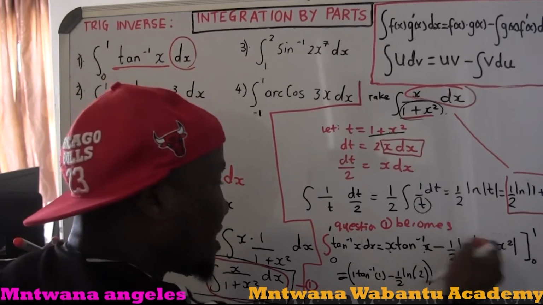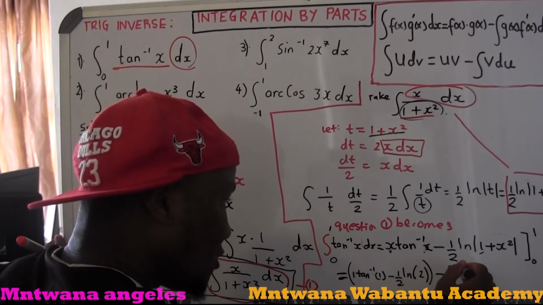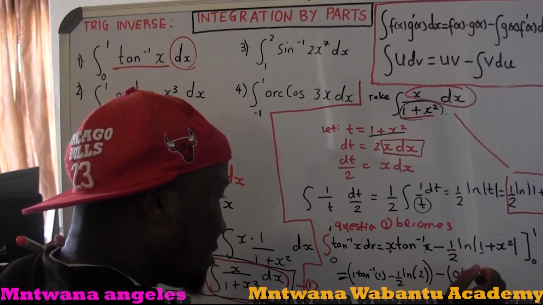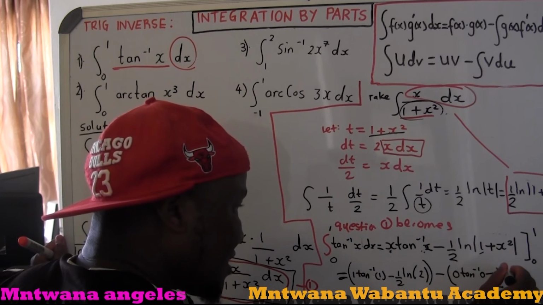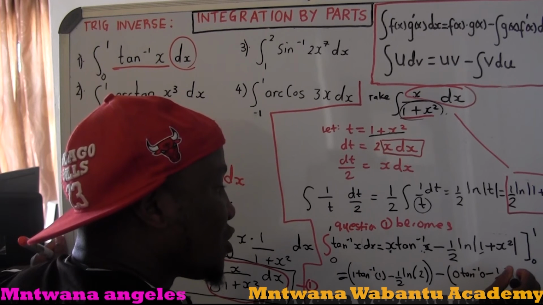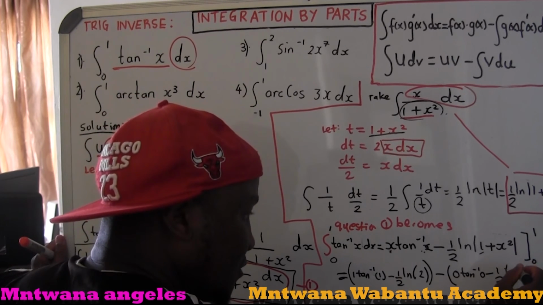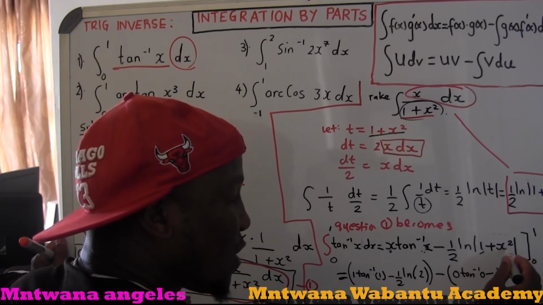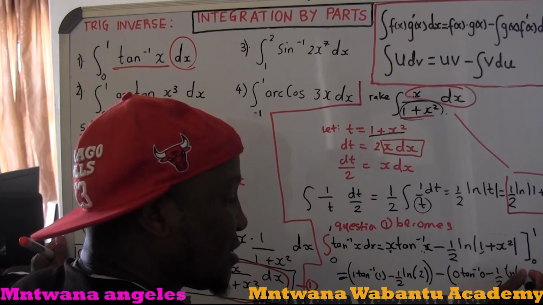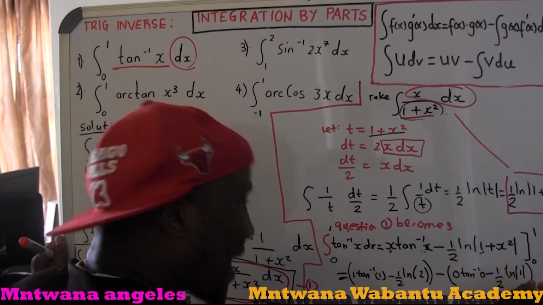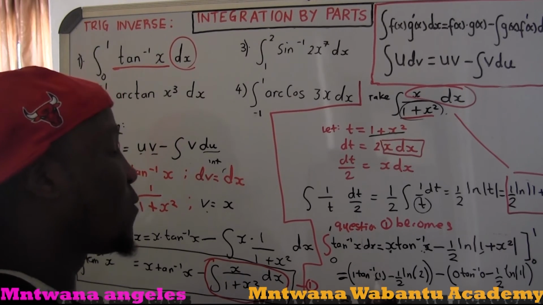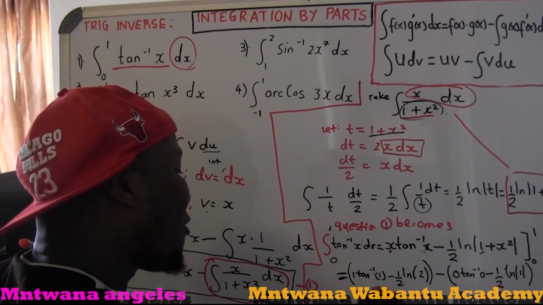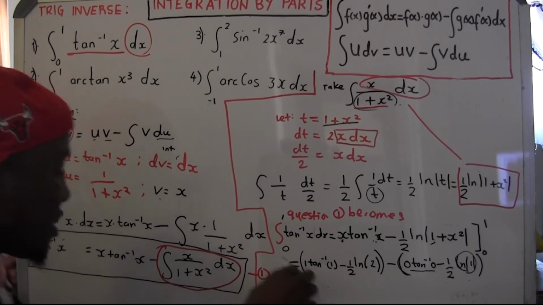So now I'm going to take 0. So 0 is going to come here. 0 tan inverse of 0 minus a half ln, excuse me, ln of 1 plus 0 squared is 0, so 1 plus 0 equal to 1. Okay, the bracket. So now we're going to have to simplify this. Tan inverse of 1 equal to 45, or pi over 4.